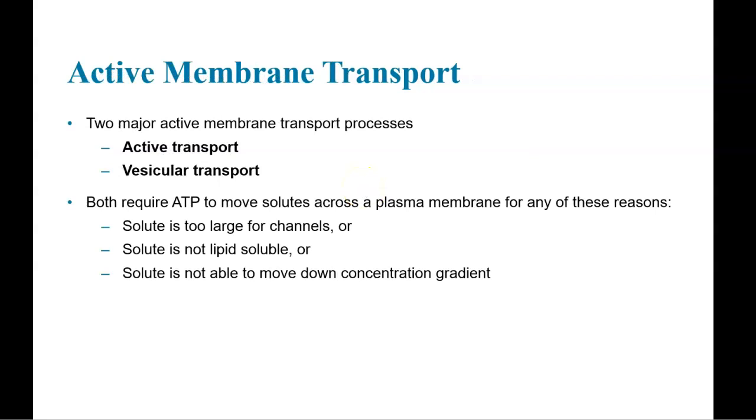The two major active membrane transport processes are active transport and vesicular transport. So both of these require ATP to move the solutes across the plasma membrane. And it could be for several reasons. Either the solute is too large for the channels, or the solute is not lipid soluble, or the solute is not able to move down the concentration gradient.